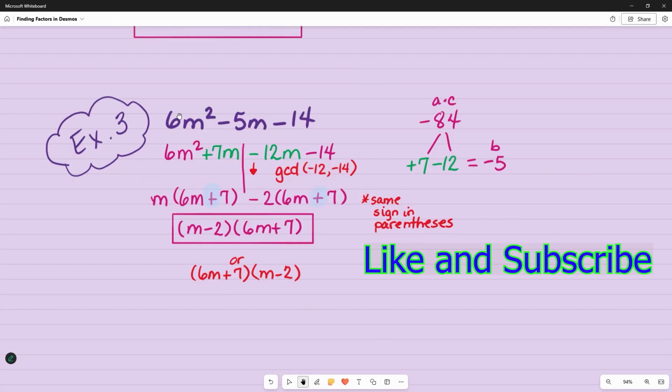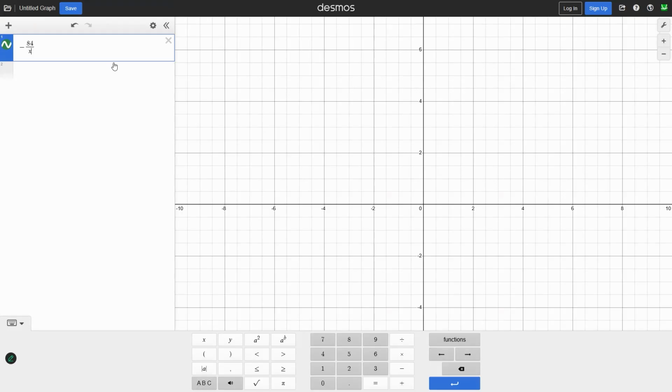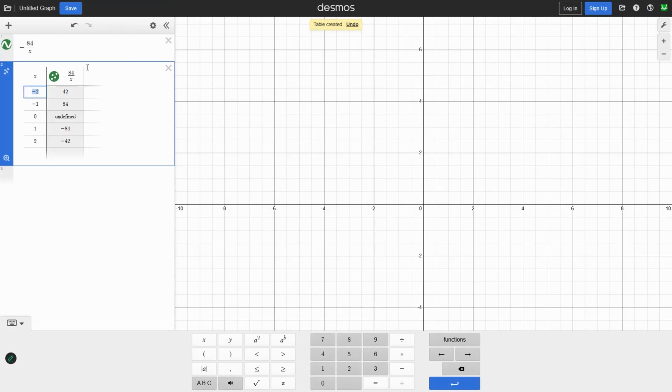The last example, we're going to take a times c, and when we're looking at any of these terms, we have to keep up with the sign. So 6 times negative 14 is negative 84, and then b is negative 5. We want two numbers to multiply to give us negative 84, but when we add them, they end up being negative 5. To get to your table, click the gear. You're going to create your own column, negative 84 over x, and then arrow to the right. If you don't arrow to the right, this is what's going to happen, and that's going to be incorrect information.